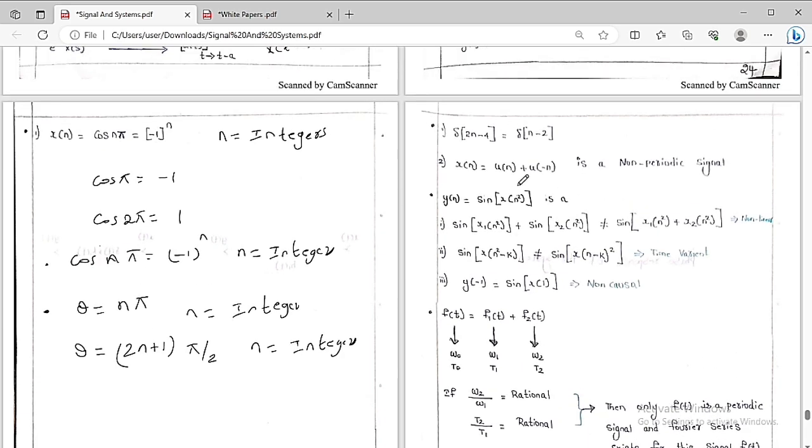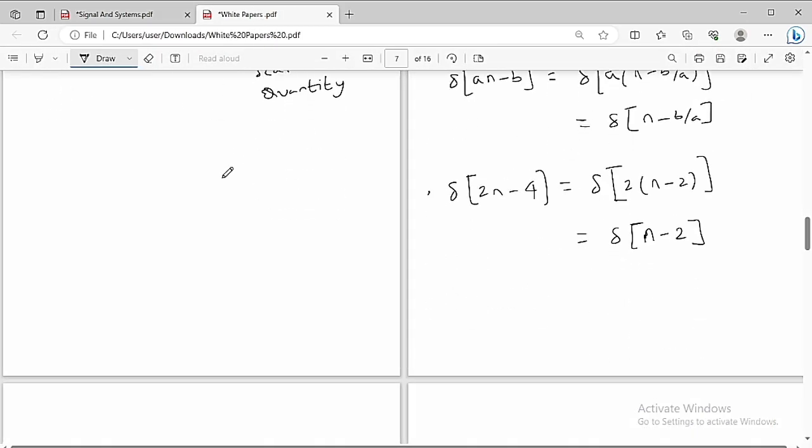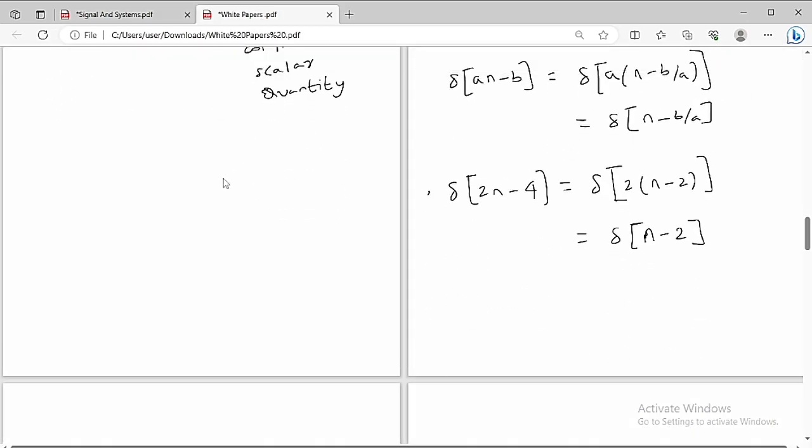X of n is equal to u of n plus u of minus n is basically a non-periodic signal. What is the meaning of this one? It is not a periodic signal. Very simple. You know what is u of n? This is a graph of the u of n, and this is a graph of the u of minus n. Or simply, in the continuous time case, this is the u of minus t.